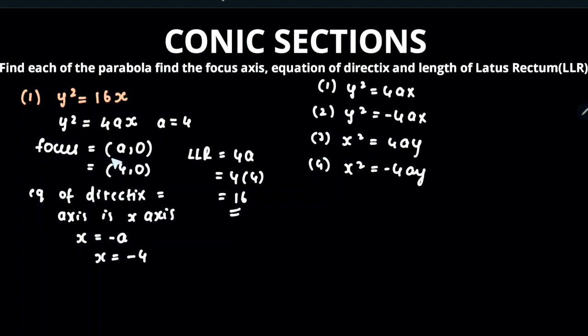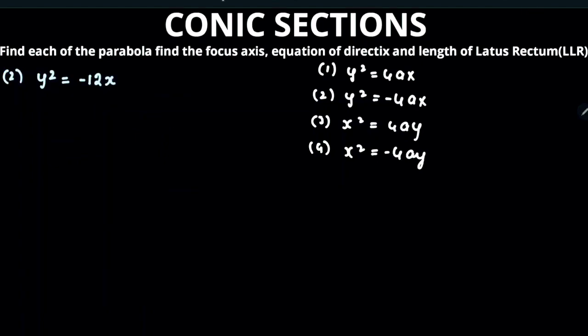X is equal to minus a because 16 is positive. X is equal to minus 4. LLR will be same for all of the 4. So 4a is equal to 4 into 4, that is equal to 16. So let us solve more problems for better understanding.